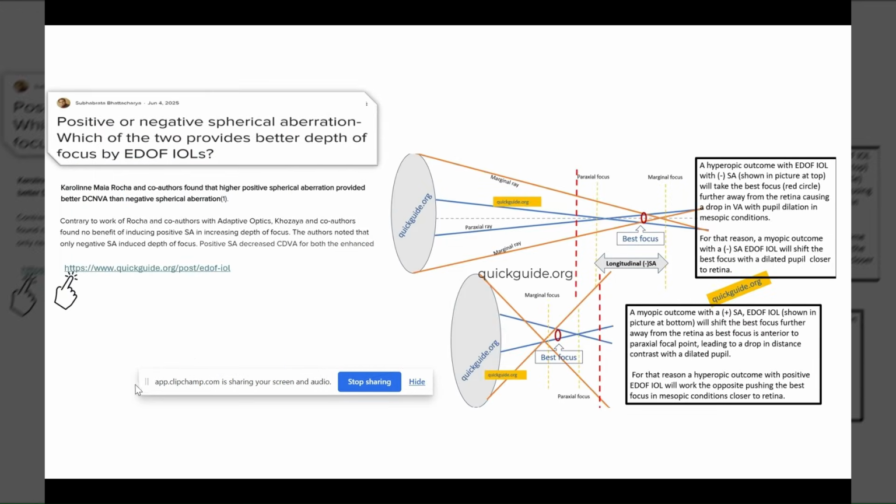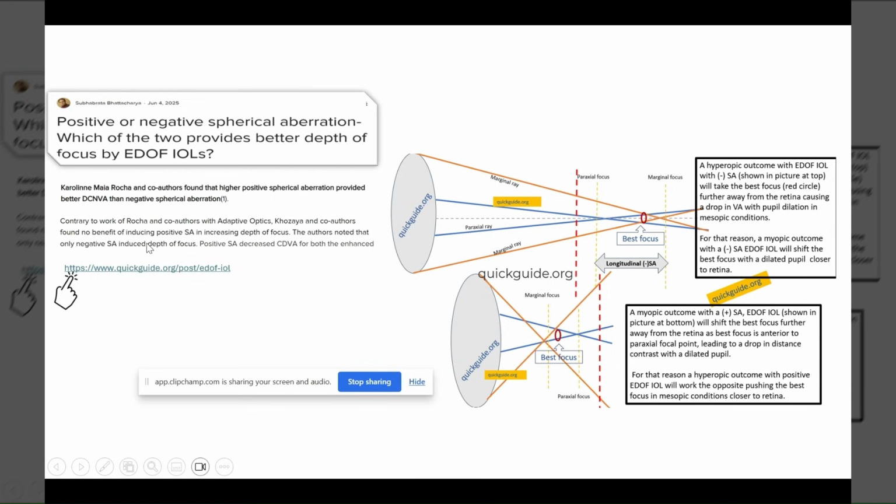Now a question comes up: whether a positive spherical aberration is beneficial for a higher depth of focus and image quality, or whether a negative spherical aberration lens is better. I would say it depends. For an emmetropic patient, there are studies and counter studies, and I have written about this in depth. Caroline Rocha and co-authors found that higher positive spherical aberration provided better distance-corrected near visual acuity and better depth of focus than negative spherical aberration.